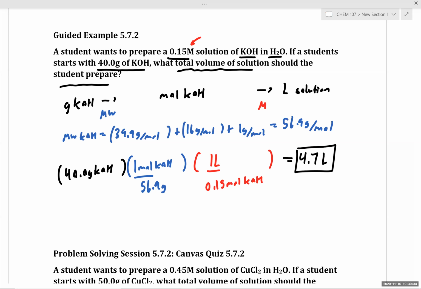Does this example make sense to everyone? Does this example make sense? Any questions on this example?